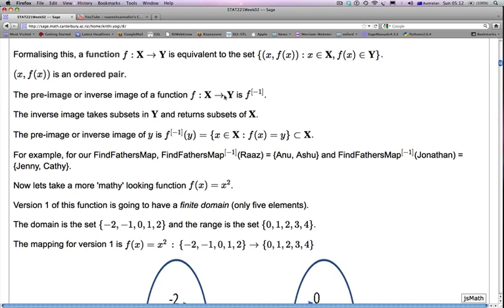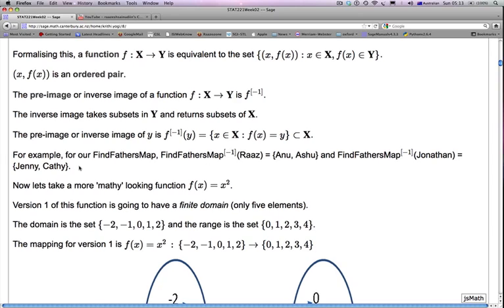So the pre-image or inverse image of y is f inverse of y, and it's nothing but the set of all x in the domain such that f(x) equals y. And clearly this set is a subset of X, or the domain set. For example, for a find father's map, the inverse of Ras is the set Anu and Ashu. And for a find father's map, the inverse image of Jonathan is Jenny and Kathy.